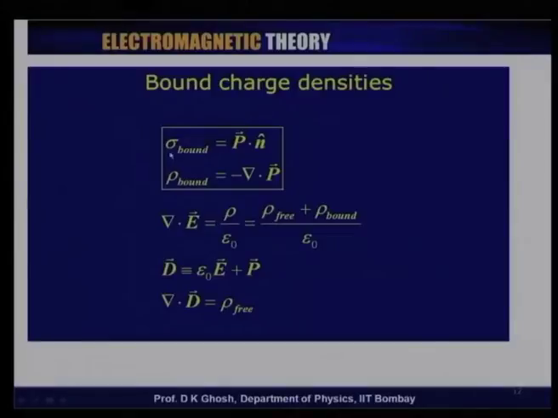So, we have replaced the original problem by a problem where I have got surface charge density. Since these charges are not free charges, but they are bound to the atoms of the molecules, we call them bound charge densities. And the surface bound charge density sigma b, or sigma bound, is just given by the normal component of the polarization vector P. And the volume charge density rho b, or rho bound, is given by minus the divergence of the polarization vector.